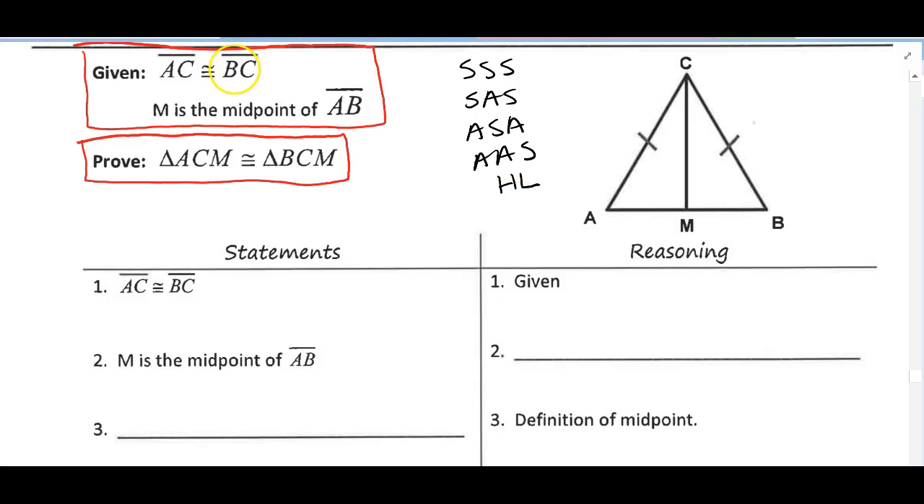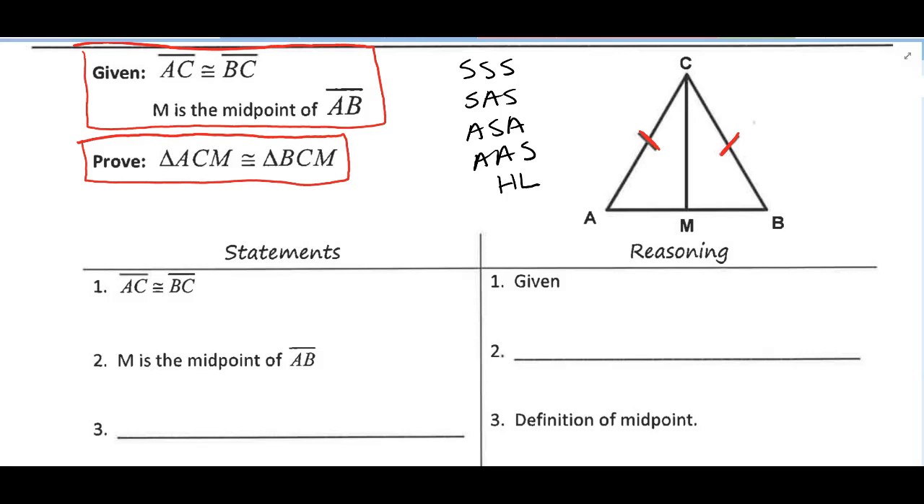So we can see in our given information we know that AC is congruent to BC, and it's marked here, but if it wasn't marked, I would go ahead and mark it. It's important that you're marking your diagram so you have a visual of what pieces of information you have congruent. And we also know that M is the midpoint of AB. So one of our first steps is always to list the information that's given to you in the problem.